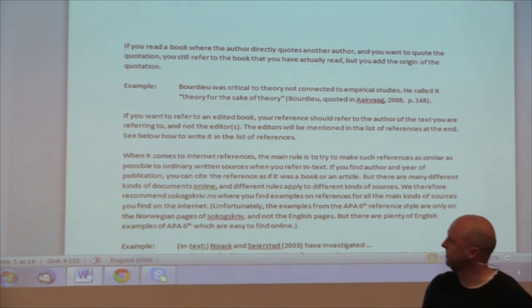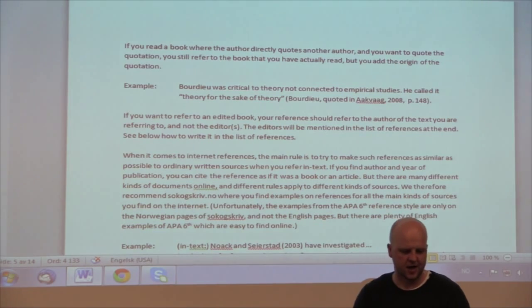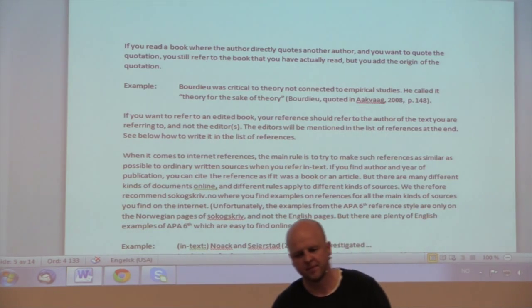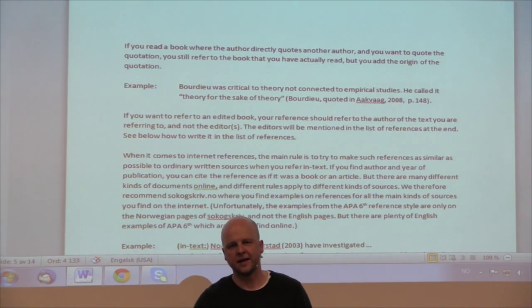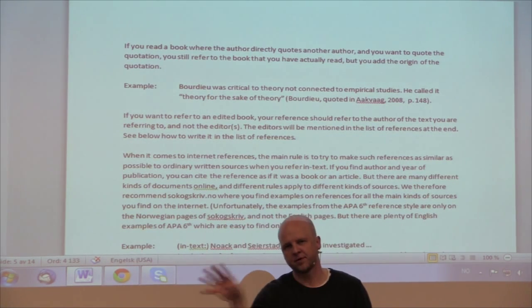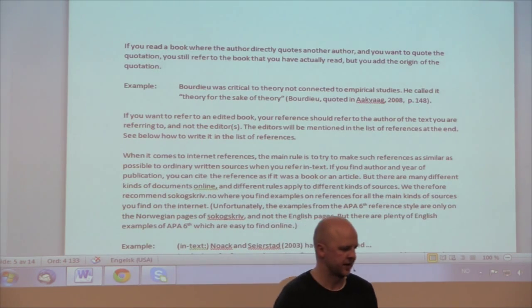As I said already, if you're referring to an edited book, the reference should be to the person who wrote that chapter that you were quoting. And then, in the end, in the list of references, you'll put both the author of the chapter and the editor of the whole book. And I'll show that afterwards.